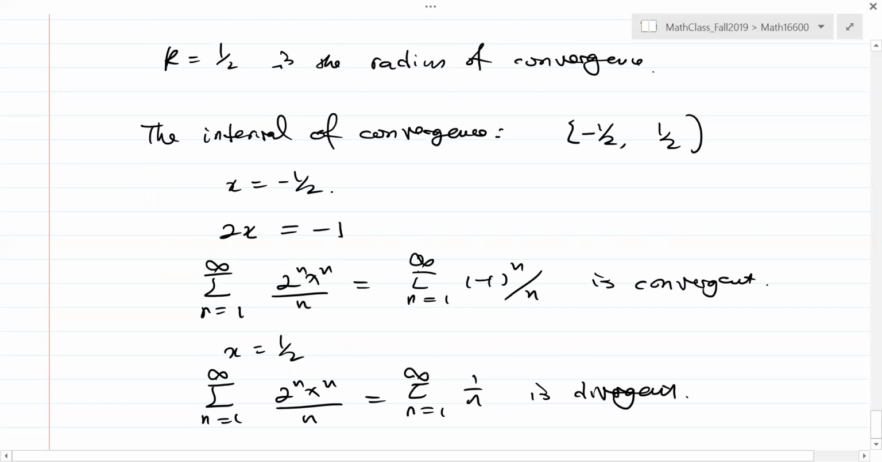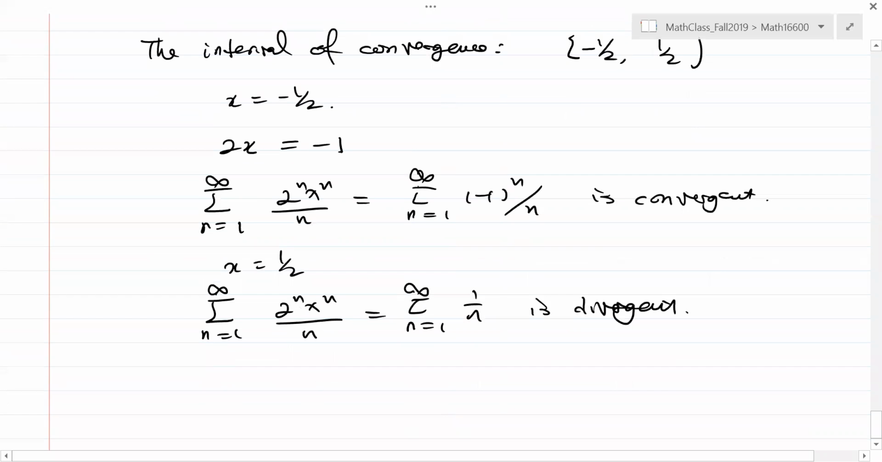So yes, this series, first of all, is absolutely convergent for x between -1/2 and +1/2, right? And outside of this, it's divergent. But how about the endpoints? At one endpoint, it is conditionally convergent. At the other endpoint, it is divergent. So this is the interval of convergence.